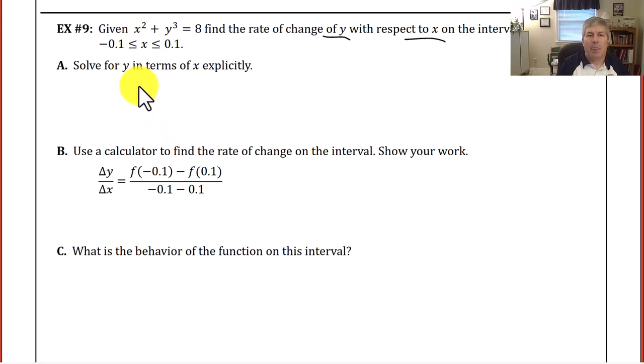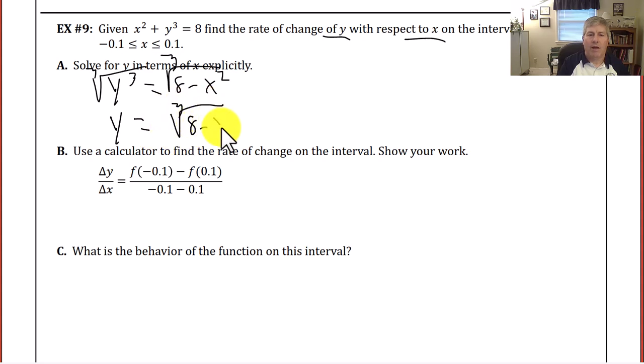And then let's go ahead and solve for y in terms of x explicitly. So I'm going to subtract x squared from both sides. So I get y cubed equals 8 minus x squared. I'm going to go ahead and take my cube root of both sides, and I get y equals the cube root of 8 minus x squared. We'll put that in our graphing calculator and take a look at what that might look like, and we'll find out what our slope is between -1/10 and 1/10.